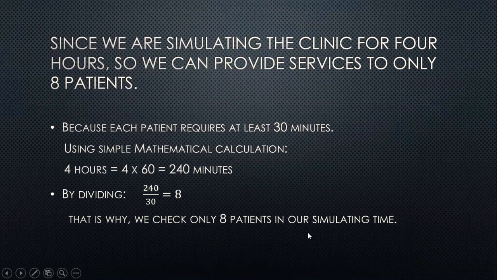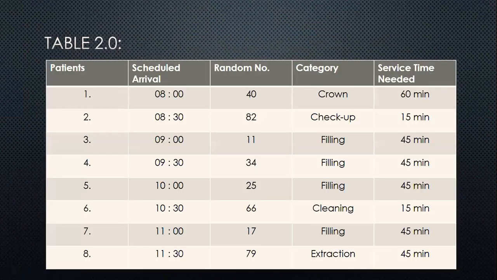So here we go to the next step. There is a list of 8 patients and their scheduled arrival times. The first patient comes at 8 a.m., the second patient at 8:30, the third patient at 9, the fourth patient at 9:30, the fifth patient at 10, the sixth patient at 10:30, the seventh patient at 11, and the eighth patient at 11:30.